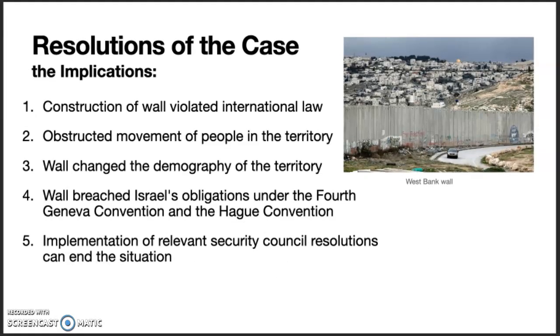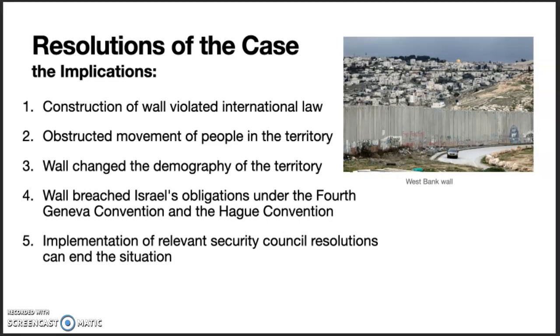The issue of the construction of the wall by Israel in Palestinian territory was found to be in violation of international law. This included violations against the Fourth Geneva Convention of 1949, the Hague Convention, and relevant Security Council and General Assembly resolutions. The wall obstructed the movement of people residing in the enclosed territory, which infringed on Article 12 of the International Covenant on Civil and Political Rights.